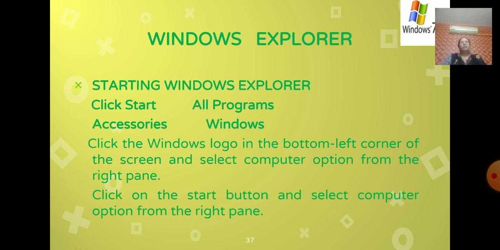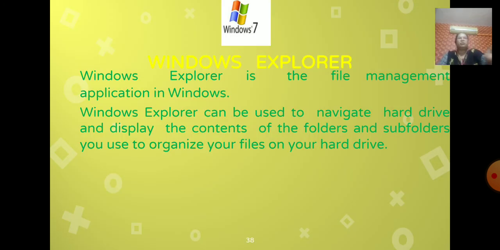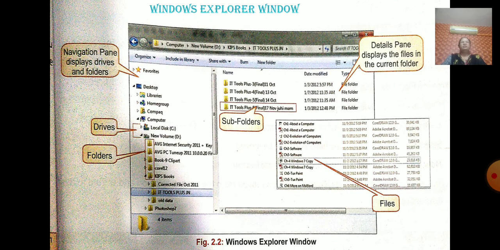Now, Windows Explorer. What is Windows Explorer? Windows Explorer is a program that helps in viewing and organizing files and folders on a computer. These are the different ways to start Windows Explorer. Yes, children. When you open Windows Explorer, you can go to Start and Windows Explorer, or right click and Windows Explorer.